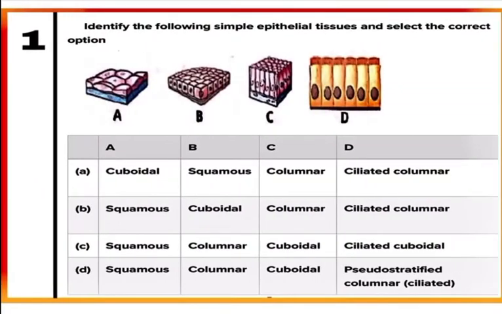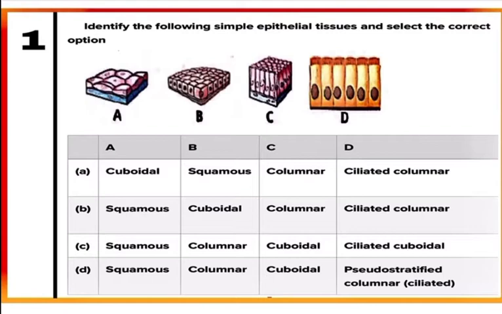Question number 1. Identify the following simple epithelial tissues and select the correct option. Figure A is squamous epithelium made of a single thin layer of flattened cells. Figure B is of cuboidal epithelium composed of a single layer of cube-like cells.